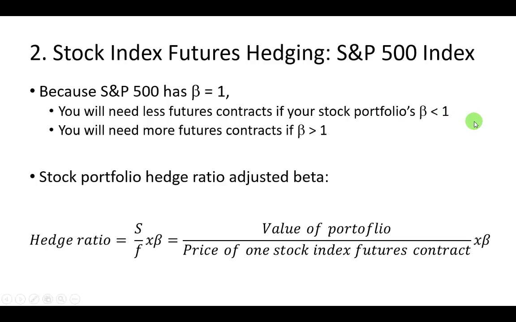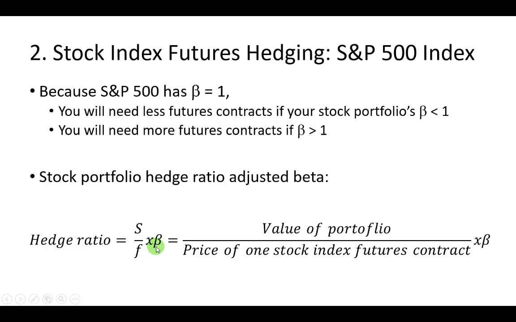And so what all this means is if you wish to hedge a stock portfolio with a beta of less than 1, you're going to need fewer futures contracts to hedge it. Conversely, if your stock portfolio's beta is greater than 1, then you will need more futures contracts, since the volatility of such a portfolio relative to that of the market is greater. So to account for the degree of a stock portfolio's systematic risk when constructing a hedge, the hedge ratio shown here would have to be adjusted by its beta, as you can see.